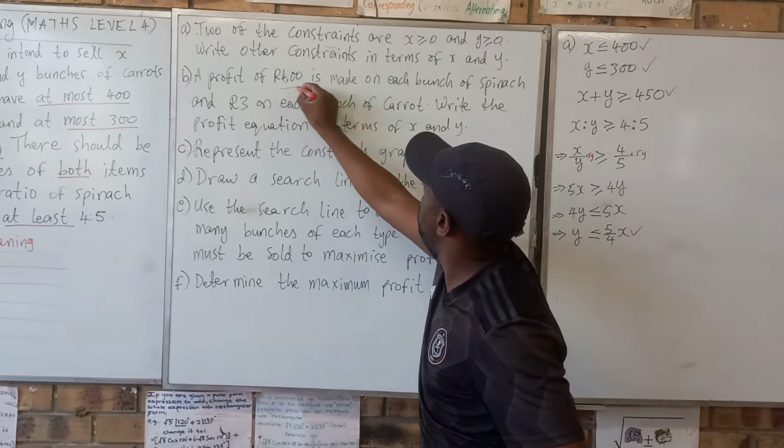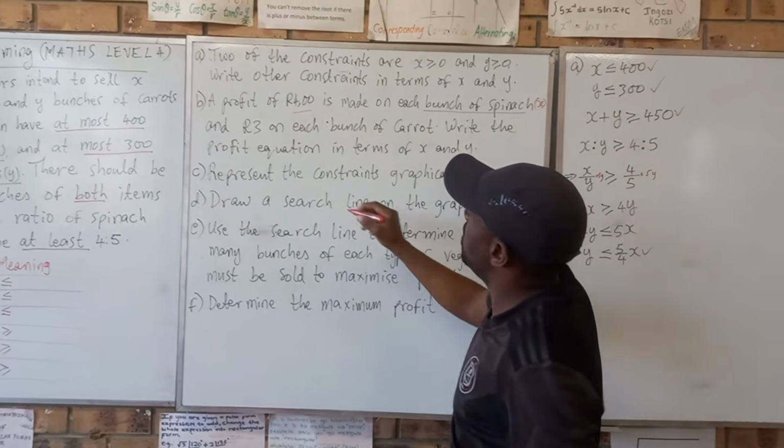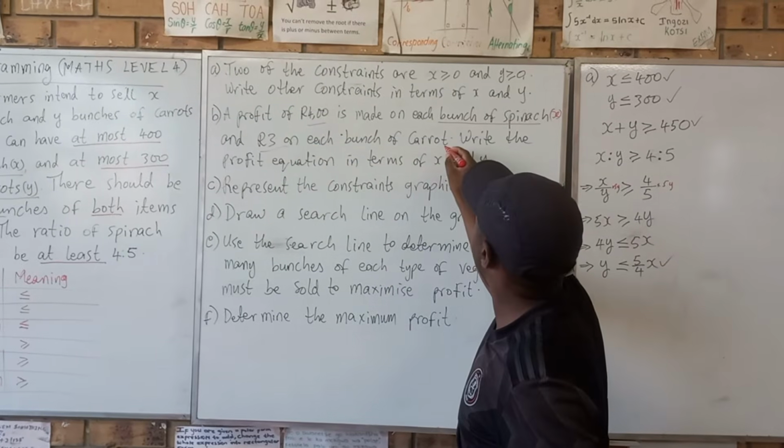Then the B part says with a profit of 4 rands. Profit of 4 rands is made on each bunch of spinach. You know spinach is X, and 3 rands on each bunch of carrot.